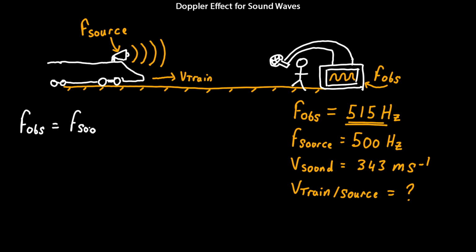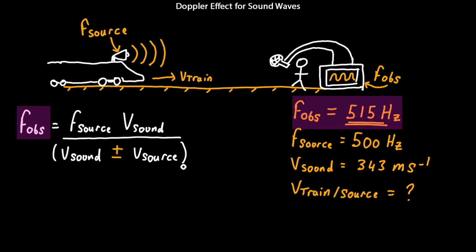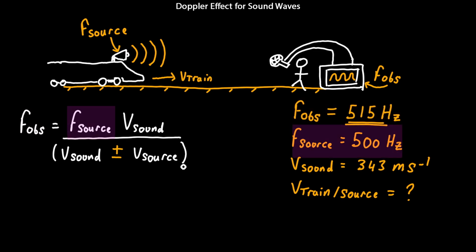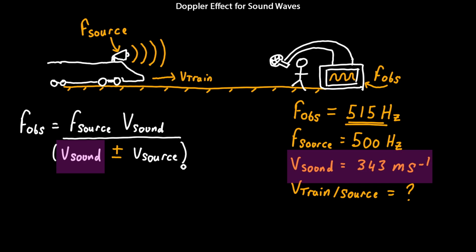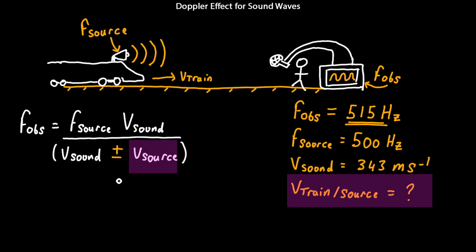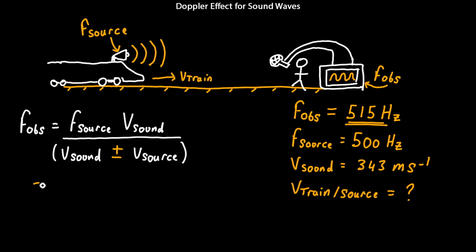But in order to find the speed of the train, we can use this equation. The frequency of the sound that you pick up as an observer is equal to the frequency of the source, which in our case is 500 Hz, multiplied by the speed of sound in air, divided by the speed of sound in air, plus or minus the speed of the source. The speed of the source is the speed at which the train is travelling towards us, or if it's already gone past us, the speed the train is moving away from us.